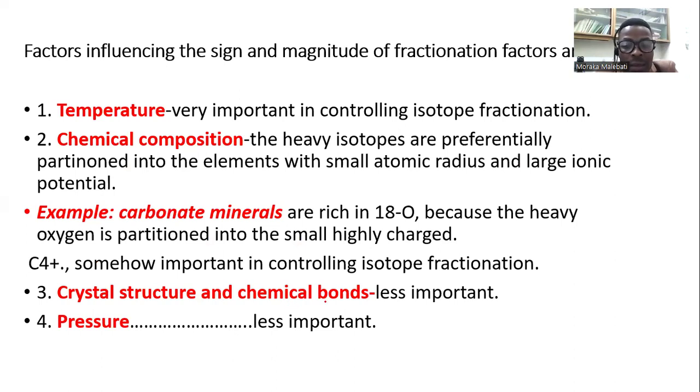the crystal structure and chemical bonds, and of course pressure. But pressure is less important. The most important things are chemical composition and temperature. So for example, temperature is very crucial in controlling isotope fractionation. For example, during evaporation, especially close to equatorial regions, those areas that receive a high amount of sun rays would experience high evaporation because of intense heat.